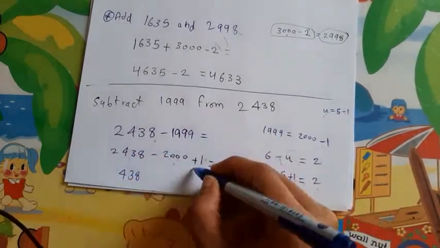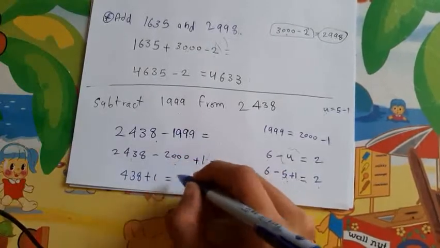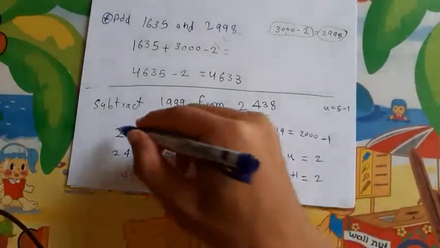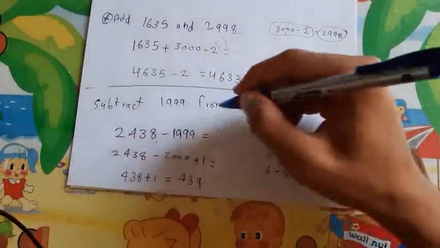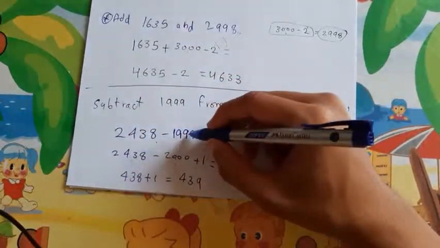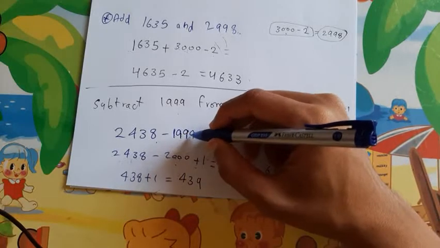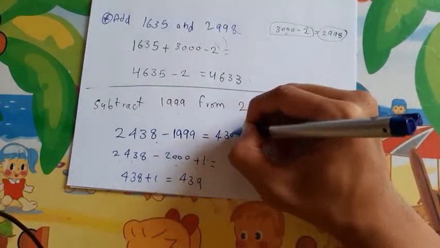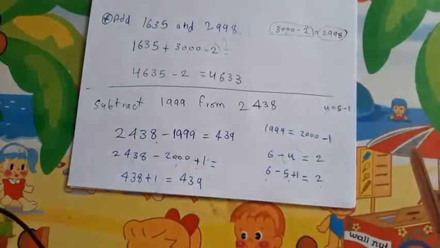438 plus 1 equals 439. So the answer of 2438 minus 1999 equals 439.